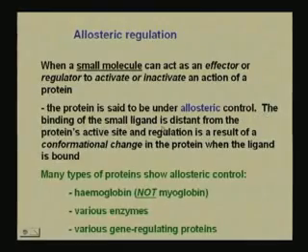So the binding of the small molecule is distant from the protein's active site, and regulation is a result of a conformational change in the protein when the ligand is bound. Okay? There are many types of proteins that show allosteric control. For example, hemoglobin, not myoglobin. Myoglobin is a single chain protein that also binds oxygen, but it does not show any allosteric control, primarily because it's not multi-subunit, it just has a single polypeptide chain. There are various enzymes that show allosteric control, and there are gene regulating proteins that also can show allosteric control.